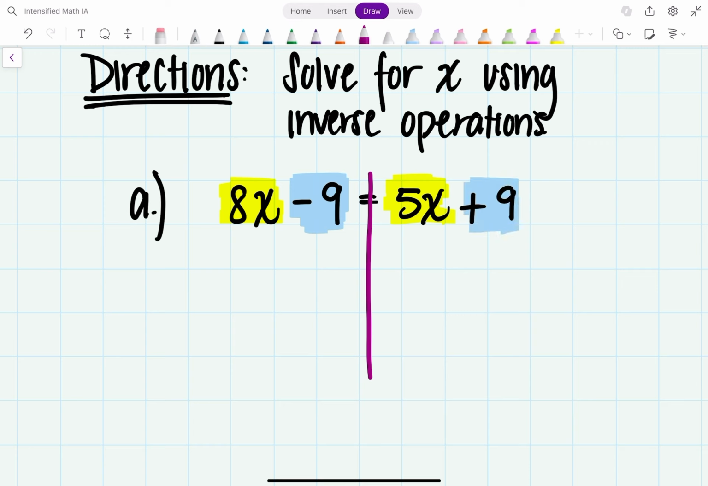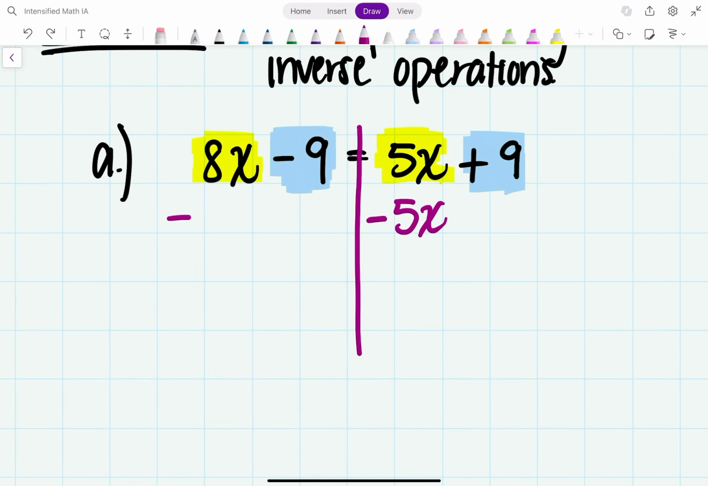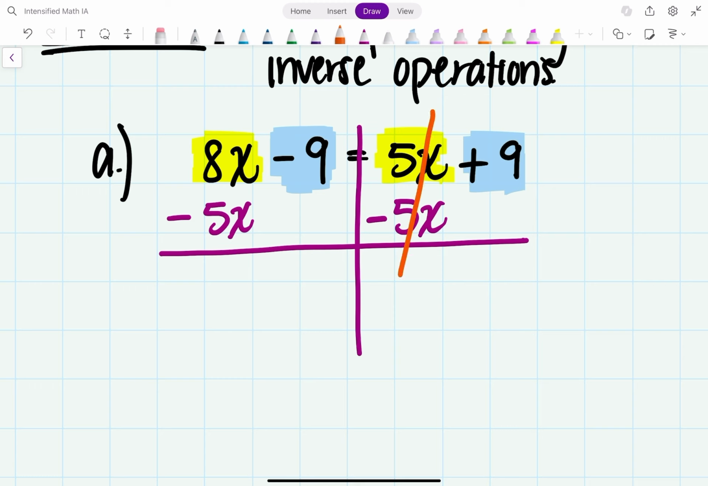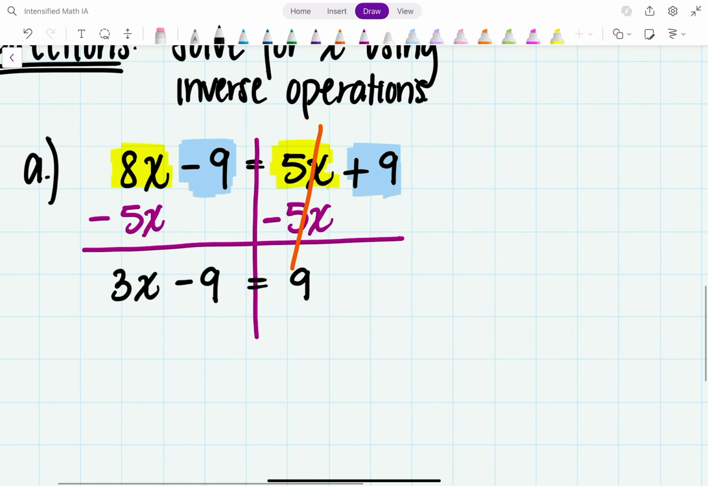I'm going to move my variable first. I'm going to subtract the 5x. I don't see anything in front of it, so I assume that's a positive. Doing so cancels out the 5x: 5x minus 5x gives us 0. I'm left with 3x minus 9 is equal to 9. The first step I did there was subtract 5x.